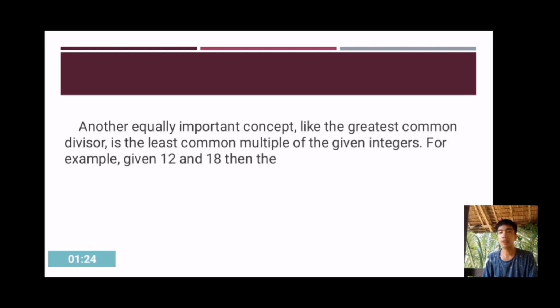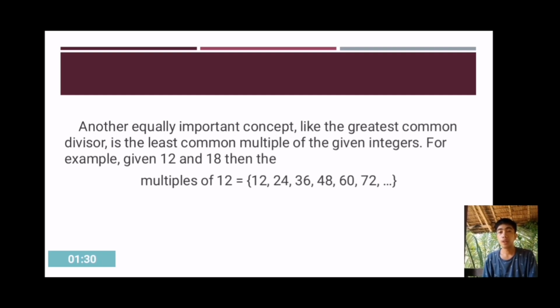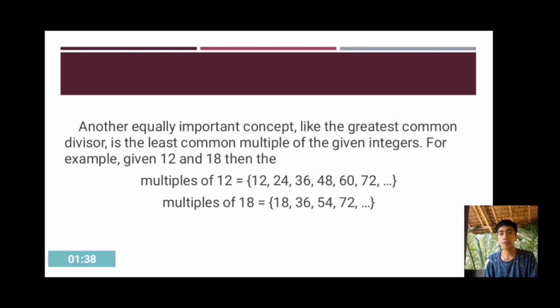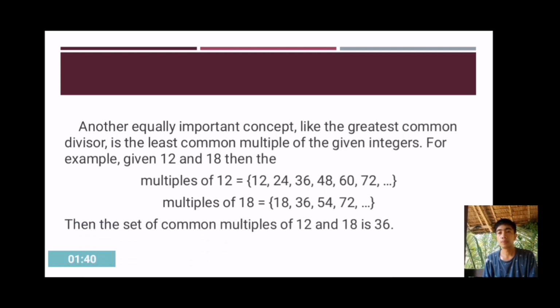For example, given 12 and 18, the multiples of 12 are 12, 24, 36, 48, 60, 72. Multiples of 18 are 18, 36, 54, 72. Then the least of the common multiples of 12 and 18 is 36.